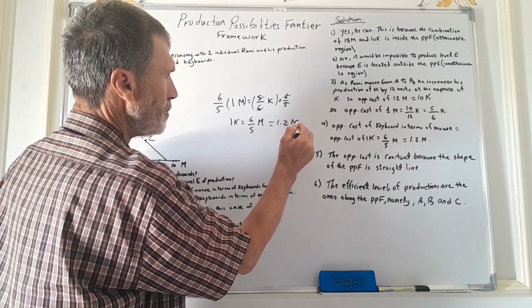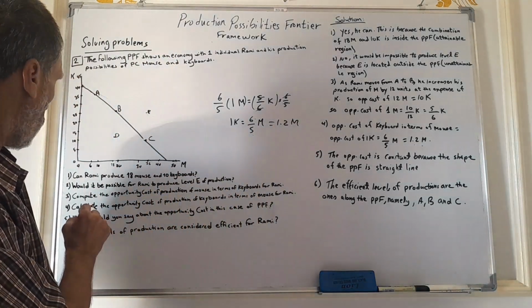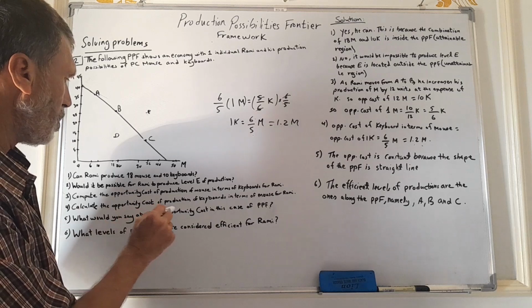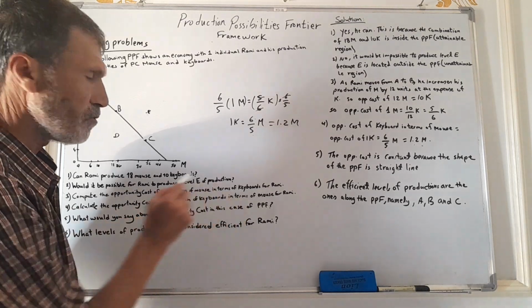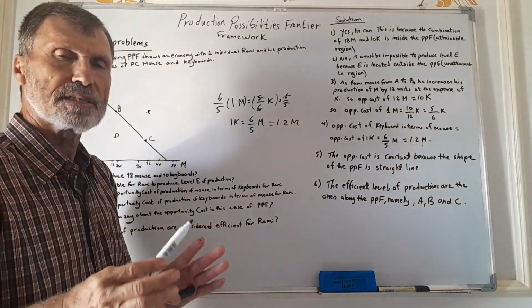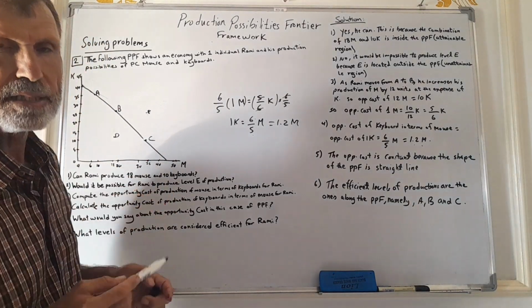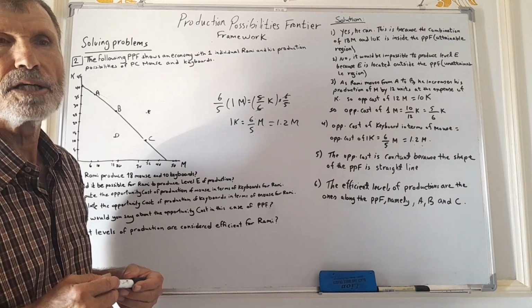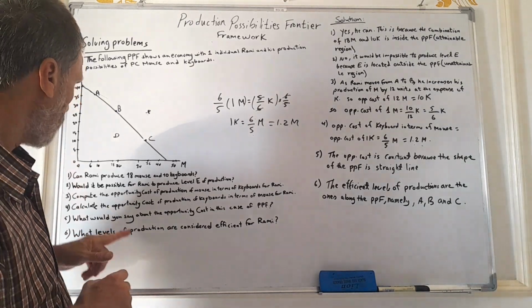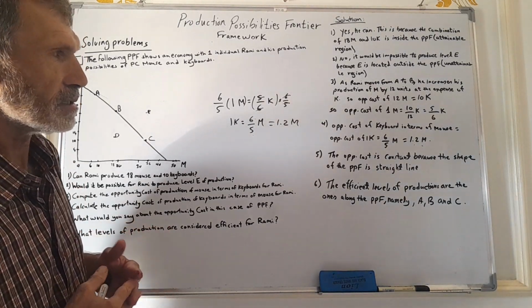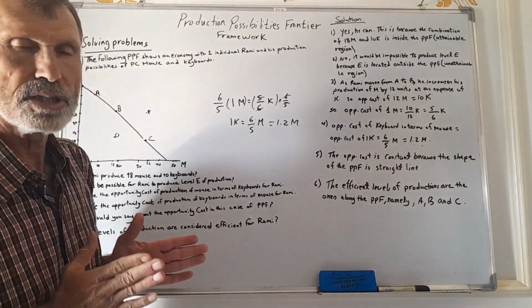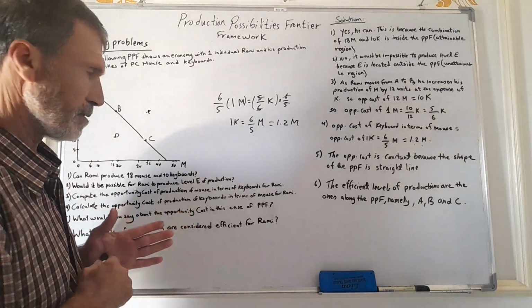Great. Now, what would you say about the opportunity cost in this case of the PPF? Simply, you say that since the PPF is a straight line, the opportunity costs are constant. The opportunity costs are constant because the PPF is a straight line.